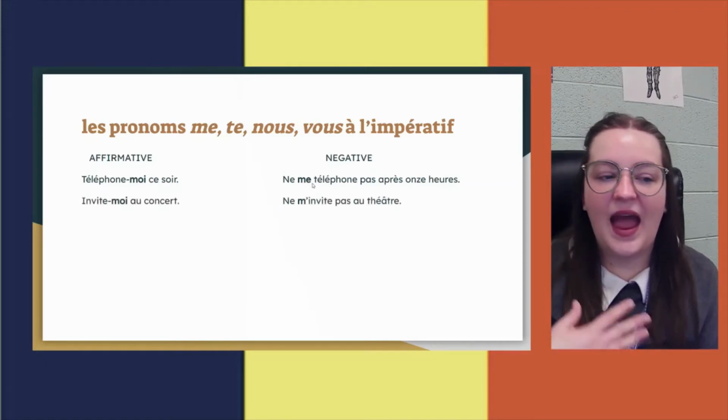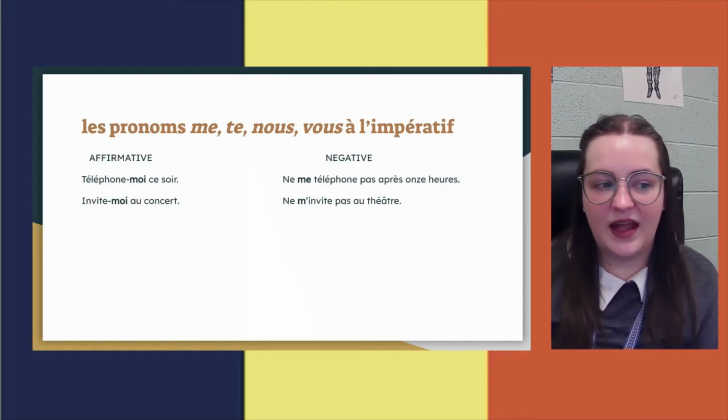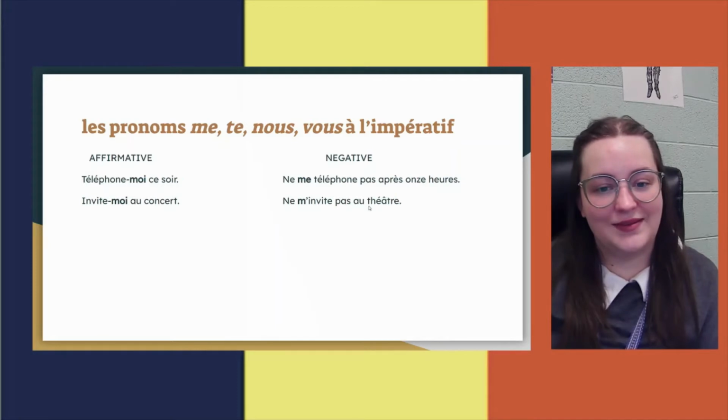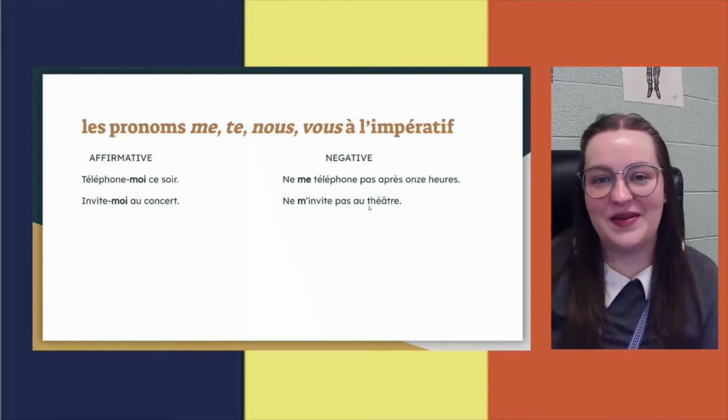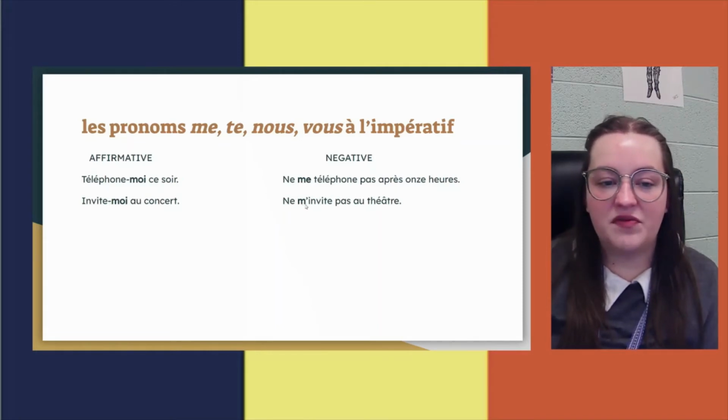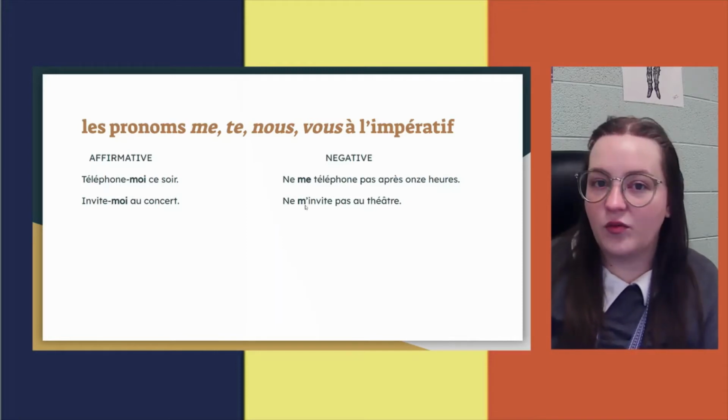Another example. Invite-moi au concert. Invite me to the concert. In a negative sentence, ne m'invite pas au théâtre. Okay, don't invite me to the theater. Whatever you do, don't invite me to a play. And so you can see once again, instead of coming before the verb, it's after it, and it's connected by a hyphen. And in a negative sentence, it comes before the verb, just like we would expect from our normal sentences.